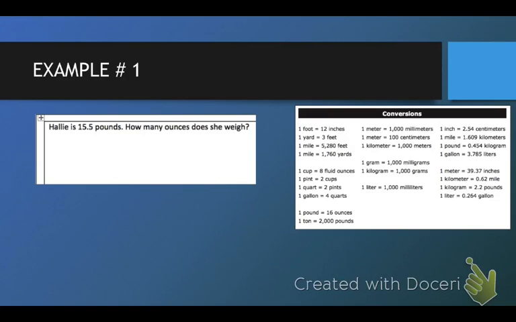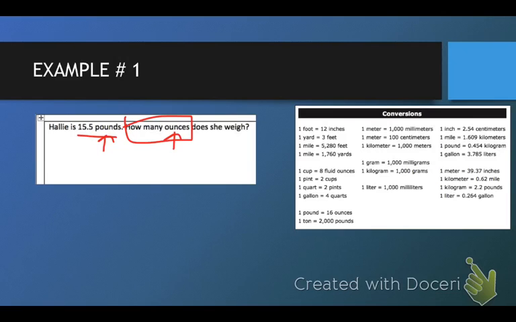All right, now that we're back, here's our first example. This is also number 1 on your worksheet. It says specifically, Hallie is 15.5 pounds. How many ounces does she weigh? So, here's what we need to do. We need to realize that we're converting from one thing to another. And what we're going to do is we're converting from pounds to ounces.